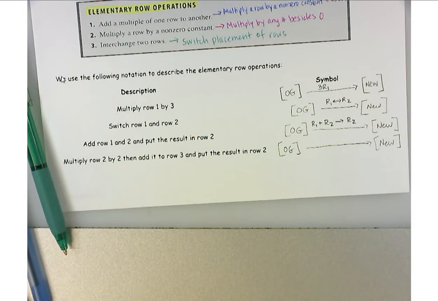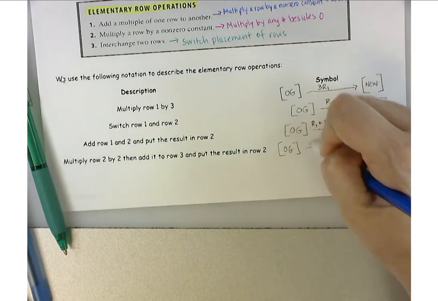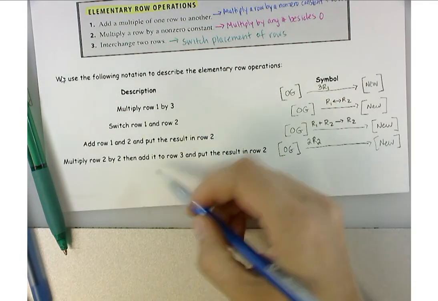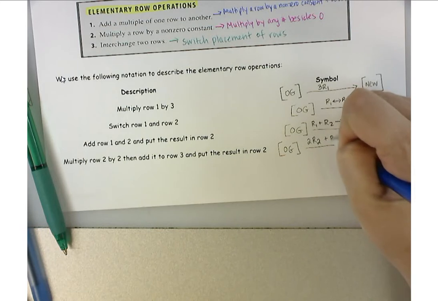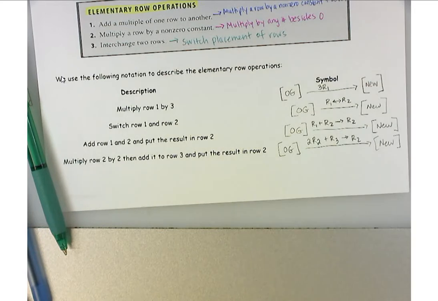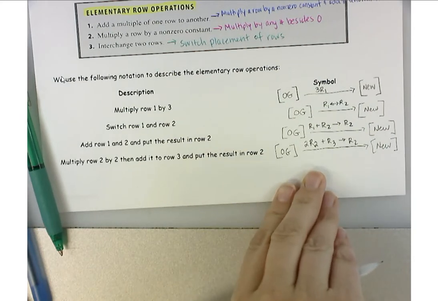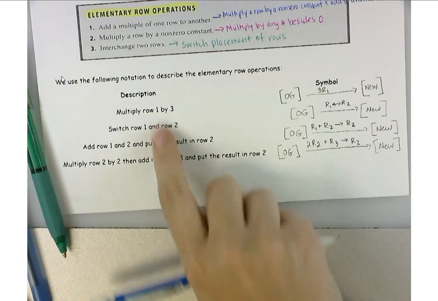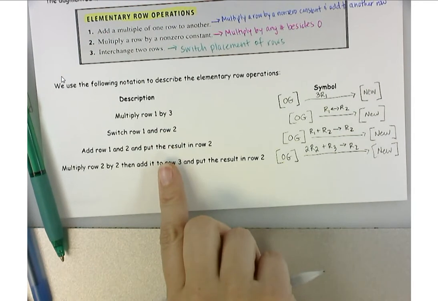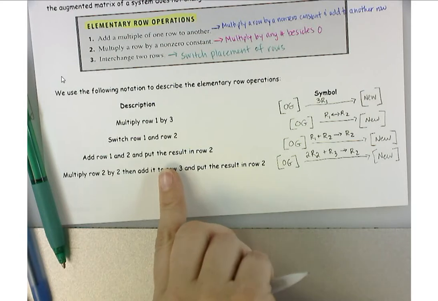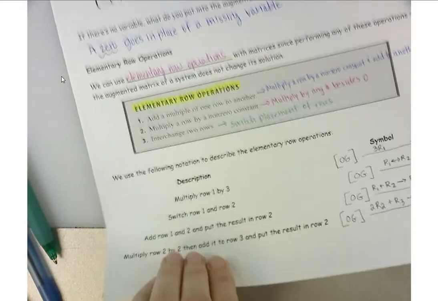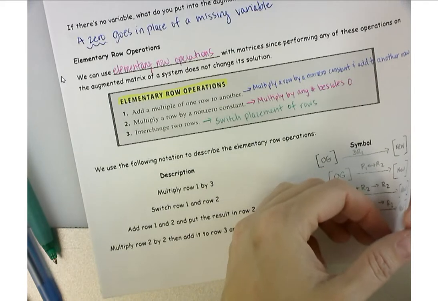So if you're multiplying row 2 by 2, what does that look like? 2R2. And then you're going to add it to row 3, and then you're going to put the result in row 2. Okay, so this is going to be the notation that we're going to use as we go from one step to another. And these were just some examples of things that you can do. Okay, you're going to be able to choose what steps you want to take in order to solve.